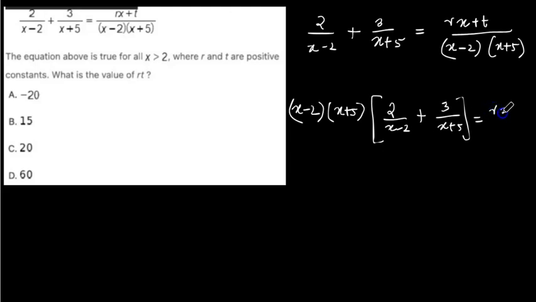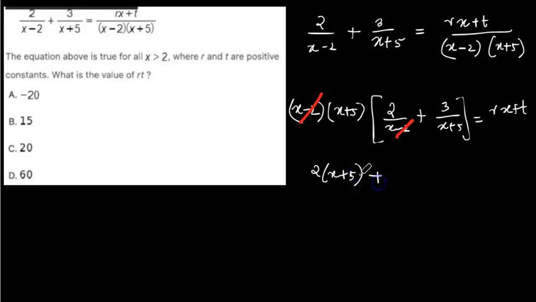Okay, so the right side will become just rx plus t, because we are multiplying with x minus 2 times x plus 5, which is their denominator. So automatically they will get crossed off each other. So here the first product, when I open up this parenthesis, x minus 2 and x minus 2 will get crossed off, right? So I'll be getting 2 times x plus 5 over here.